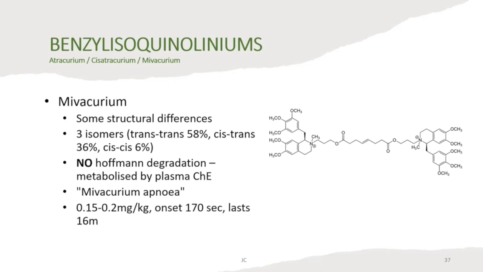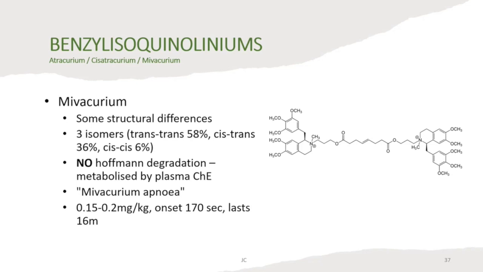Mivacurium is your last of this lot. They do have some structural differences, including its ester groups are flipped, and it has these 3 methylene groups on either side. It has 3 different isomers, with trans being the most common in the mixture. Because of these differences molecularly, it doesn't undergo Hofmann degradation, and instead is metabolized by your plasma cholinesterase, much like your SUXAMETHONIUM.